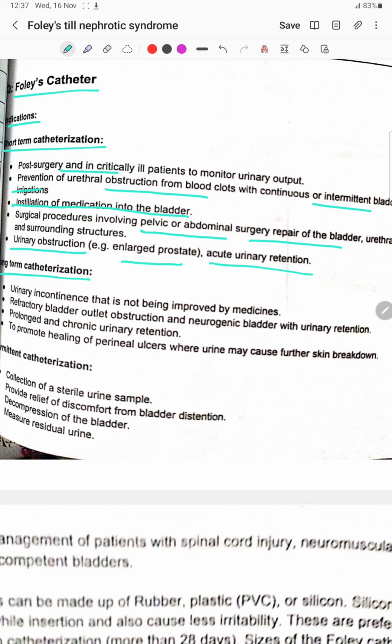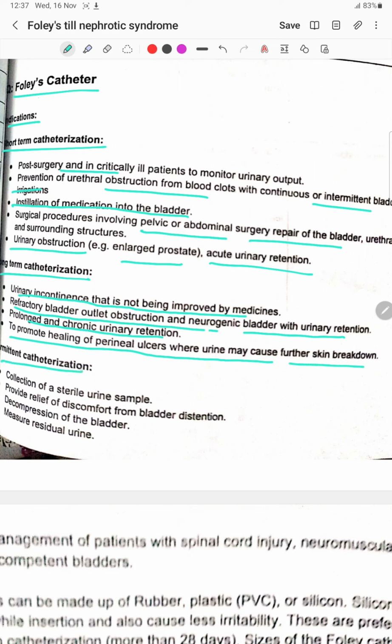Long-term catheterization includes urinary incontinence that is not being improved by medicines, and refractory bladder outlet obstructions, and neurogenic bladder with urinary retention, and prolonged and chronic urinary retention, and to promote healing of perineal ulcers where urine may cause further skin breakdown.